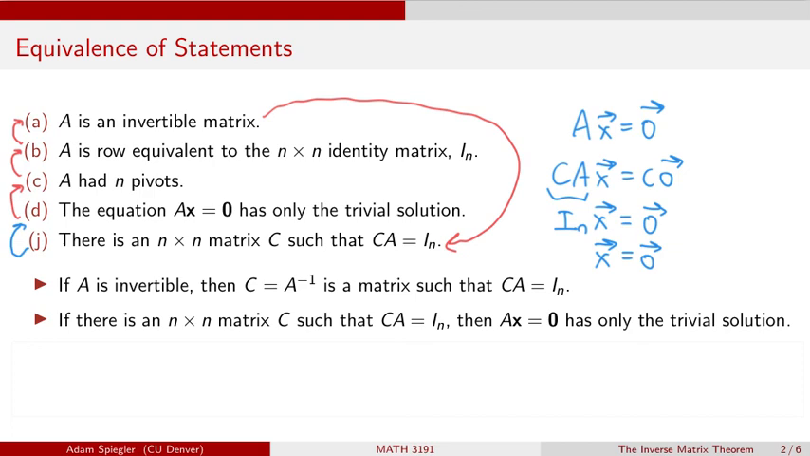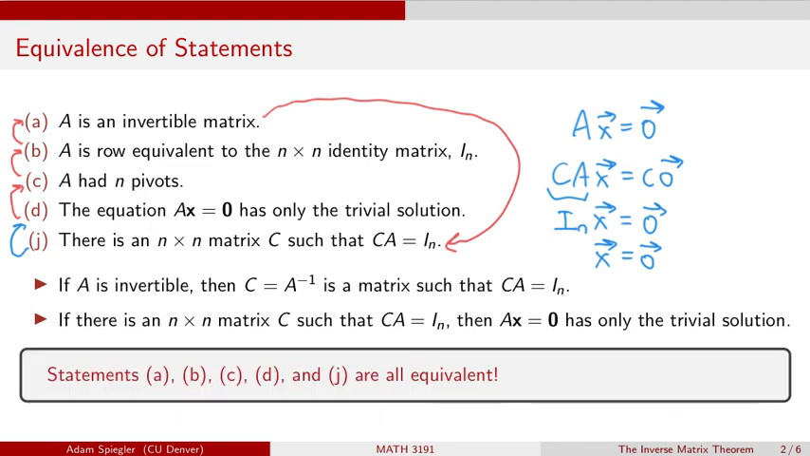So this completes our chain. Now we've shown that all of these statements, A, B, C, D, and J, are all equivalent. If any one of them is true, we can therefore imply all of them have to be true. If any one of them is false, then all of them have to be false.